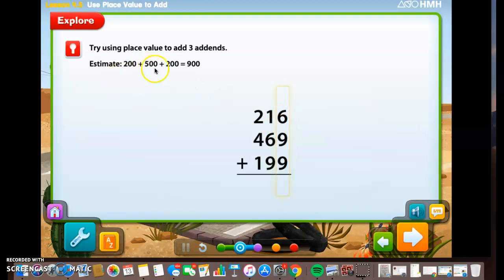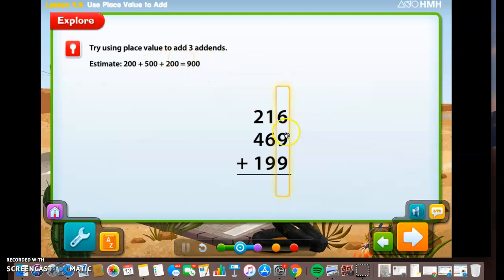Before we add, let's see where they got these numbers up here. 216, when you round to the nearest 100, rounds down to 200, because the 1 is on the stays-the-same side, so that's 200. 469 rounds up to 500, because that 6 tells us to go up. And 199 rounds up to 200, because the 9 tells the 1 to go up 1. So 200 and 500 is 700. 200 more gives us 900. So our estimate is 900.